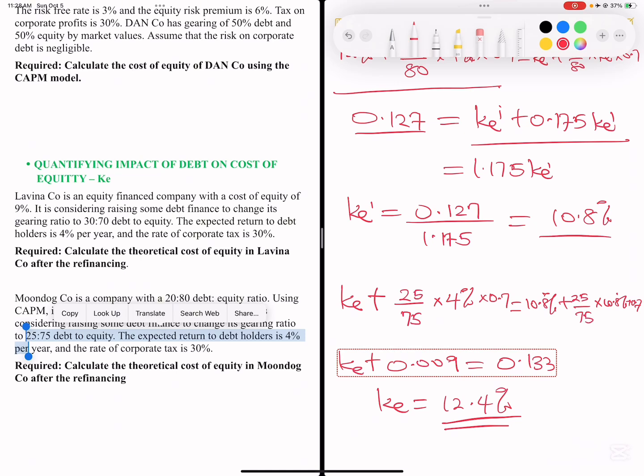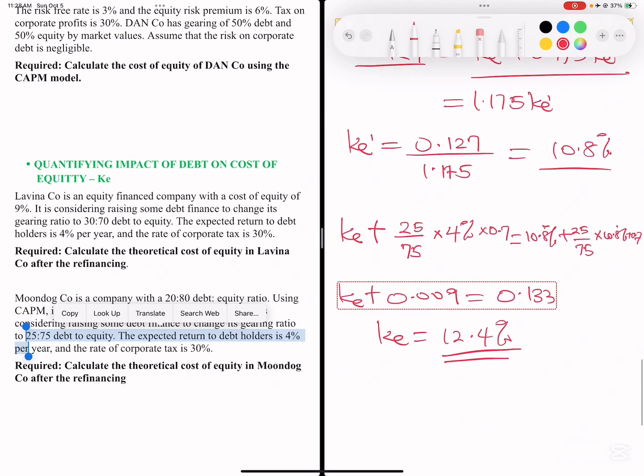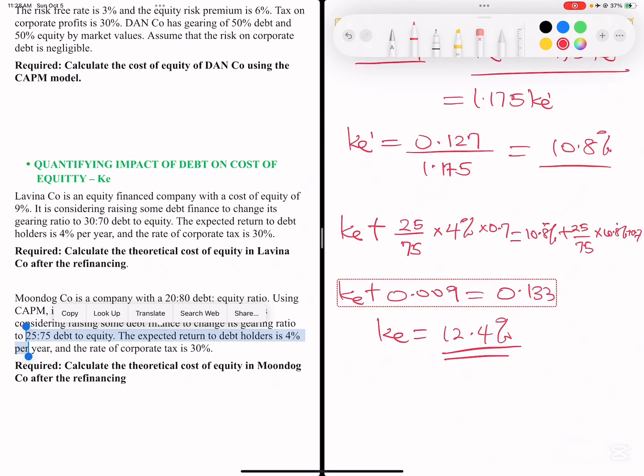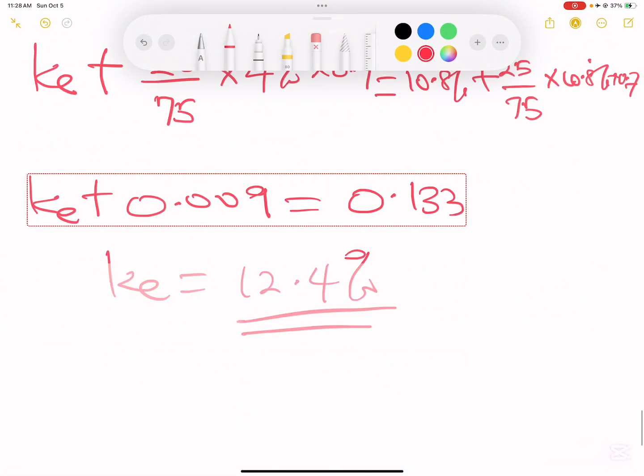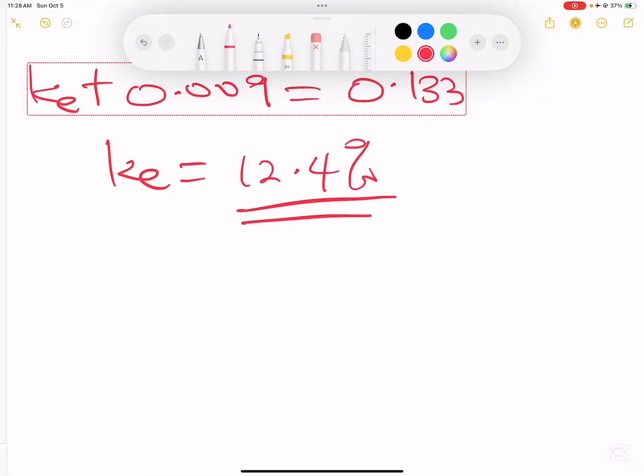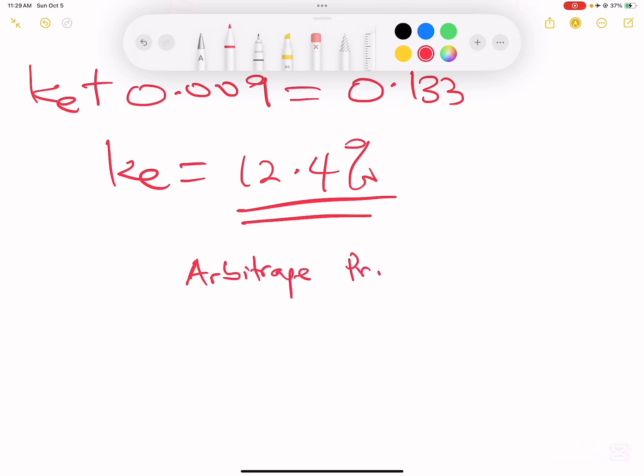And I hope this is quite clear, because it's very important for you to understand how to gear and de-gear. And that will be all I'm going to be covering for cost of equity. But one thing I will just mention quickly before I move into cost of debt is a bit of improvement that came after the CAPM model. It's good to know that. And that is talking about the arbitrage pricing theory.